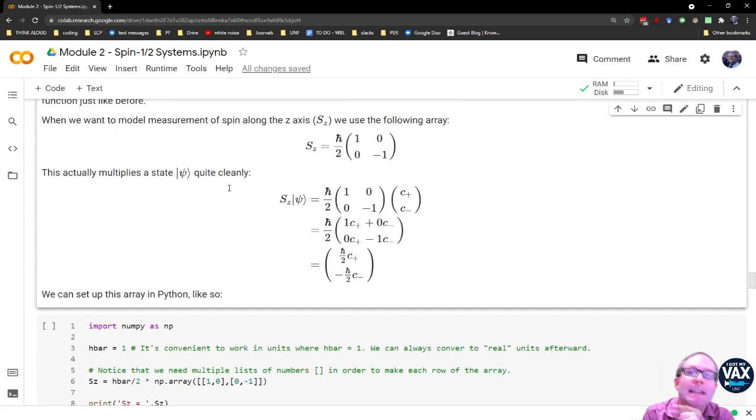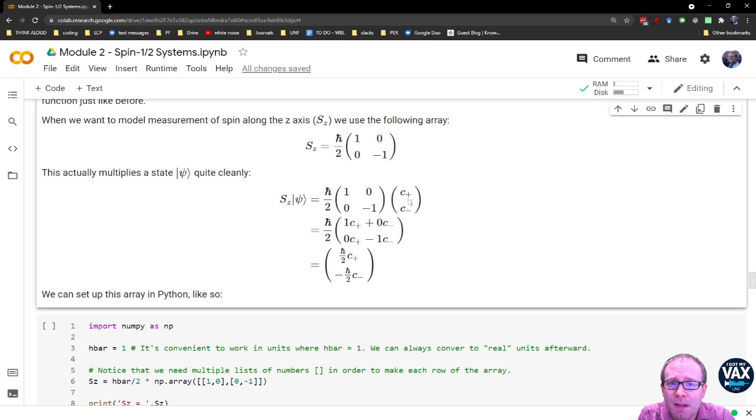So this SZ here is how you would model measurement along the z-axis, because we've got two possible outcomes. Remember, we've got h bar over 2 and negative h bar over 2. We've got spin up and spin down, and that's what these two diagonal elements represent, a positive h bar over 2 and a negative h bar over 2. And the action of multiplying this onto a state is actually pretty clean.